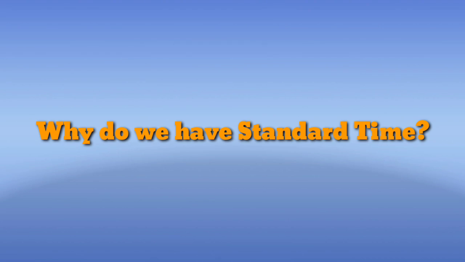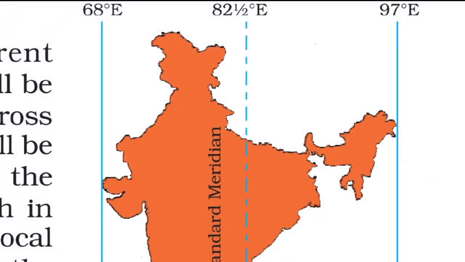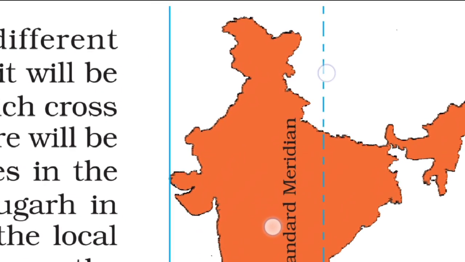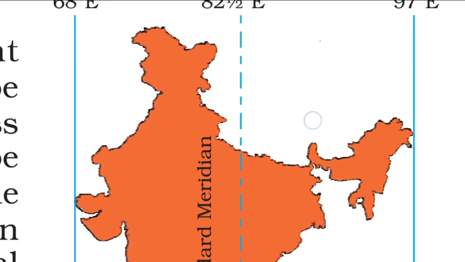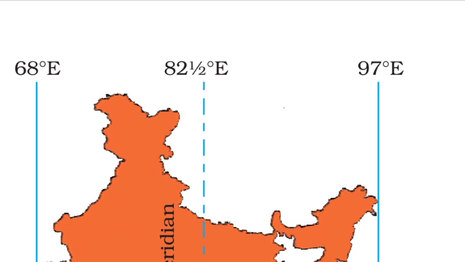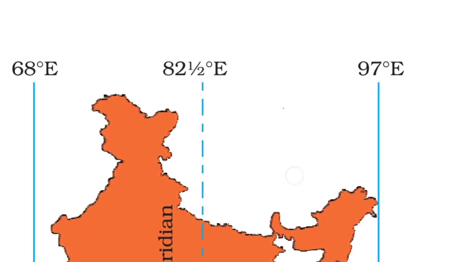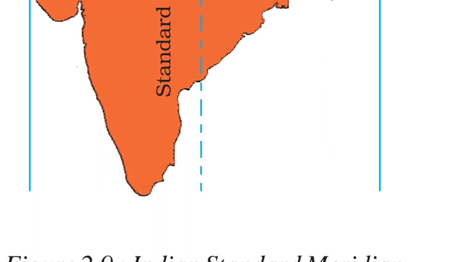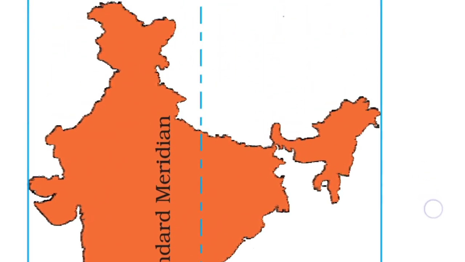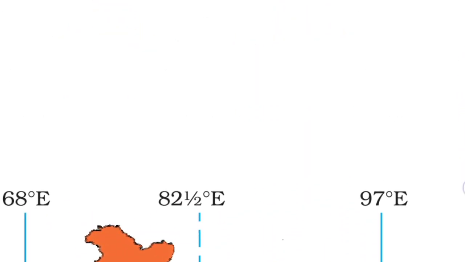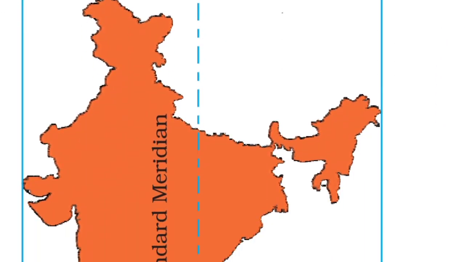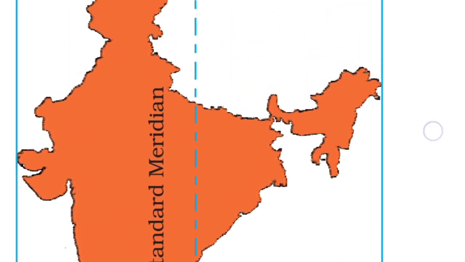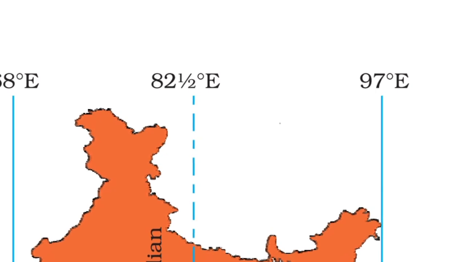Why do we have standard time? The local time of places which are on different meridians are bound to differ. For example, it will be difficult to prepare a timetable for trains which cross several longitudes. In India, for instance, there will be a difference of about 1 hour and 45 minutes in the local time of Dwaraka in Gujarat and Dibrugarh in Assam. It is therefore necessary to adopt the local time of some central meridian of the country as the standard time for the country.